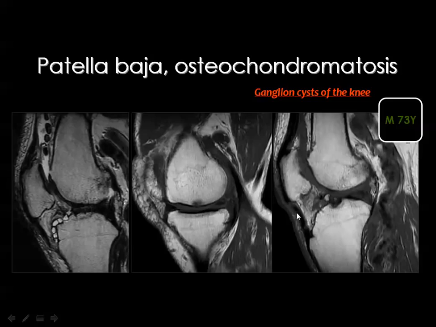The infrapatellar tendon is short, and you can see some loose bodies within the joint representing this disease, which we will discuss, known as osteochondromatosis.